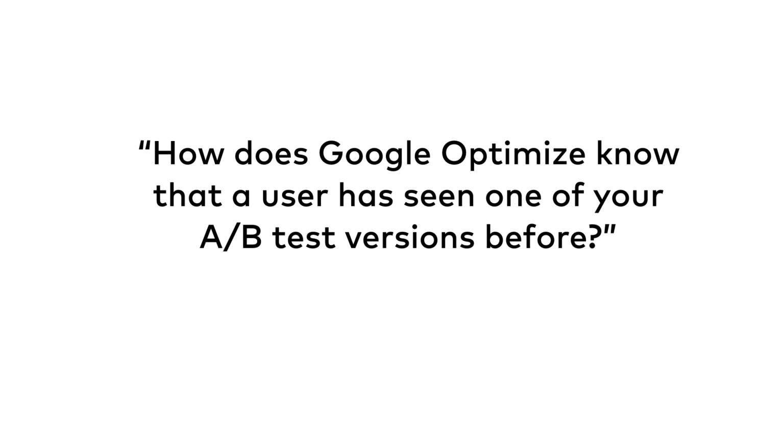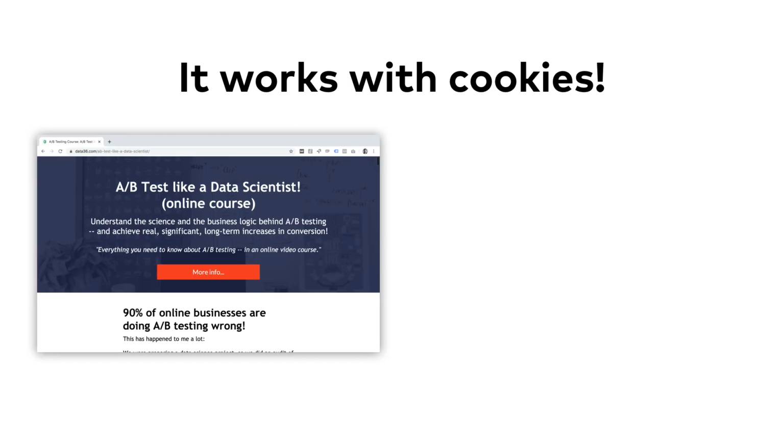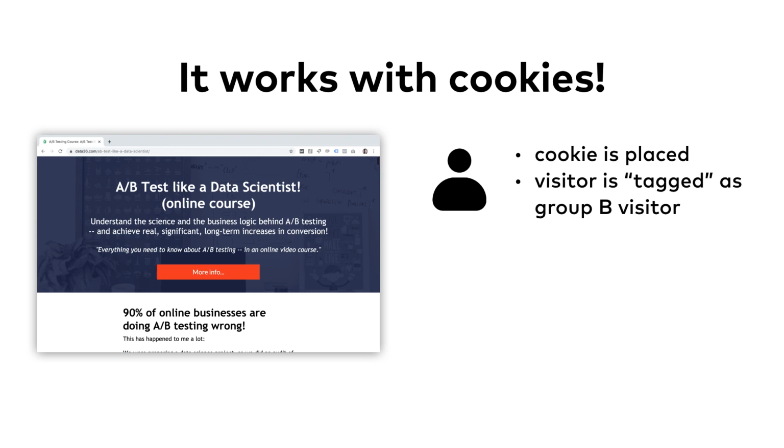A common question that I get here. How does Google Optimize know that a user has seen one of your A/B test versions before? The answer is pretty straightforward. Just like most other online analytics tools, it works with cookies. It means that when a visitor of your website is assigned to one of your A/B test variations, a cookie will be placed into her browser, and as long as the cookie is there, she will see the same version when she comes back to your website. Of course, only as long as your A/B test is running.